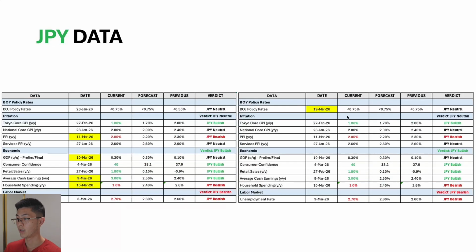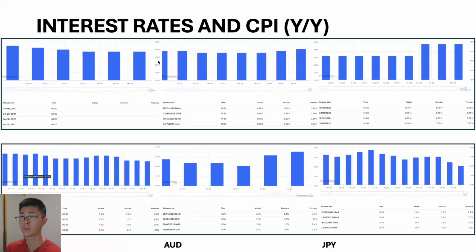Yen, we had rates with the yen as well, which was as expected. Yen right now is quite neutral. We've got neutral inflation, decent economic readings, but a bearish labor market reading. That's the only reading we have for yen. Unfortunately, we don't have any employment change or anything like that, so we just go based off that. Nothing to really say about yen right now.